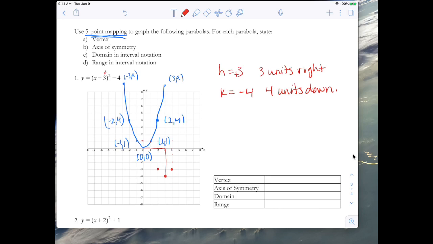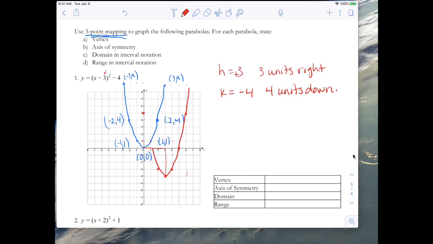Because in this case we have the same shape, we can make sure it looks right by judging from the vertex. If I go 3 across, I should be going 9 up, right? If I go 3 back, I should be going 9 up. Let's just make sure. 1, 2, 3, up 1, 2, 3, 4, 5, 6, 7, 8, 9. All right.